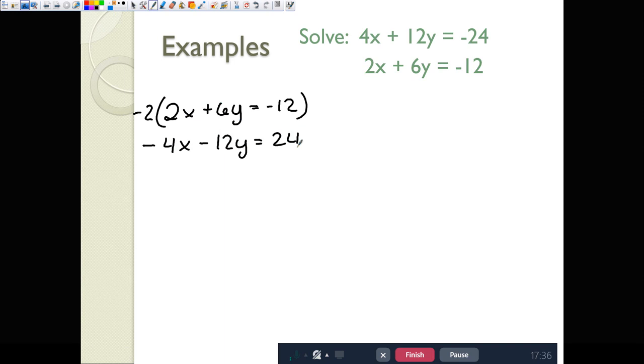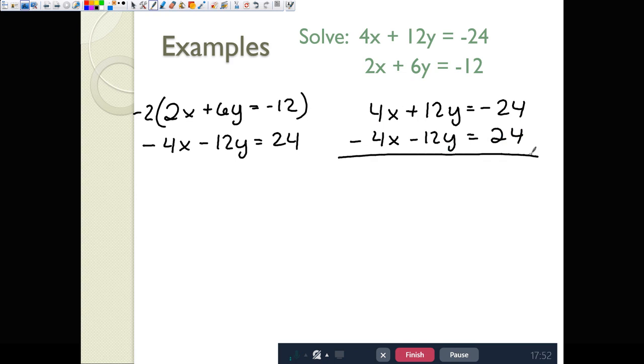So now I'm going to set up my system elimination problem. So 4x plus -4x, or 4x minus 4x is 0. And 12y plus -12y, or 12y minus 12y is 0. And -24 plus 24 is 0. So 0 equals 0. Does 0 equal 0? Yes. So that is a true statement.